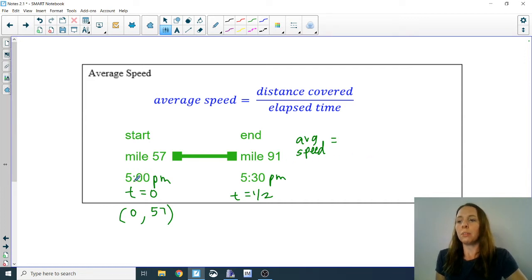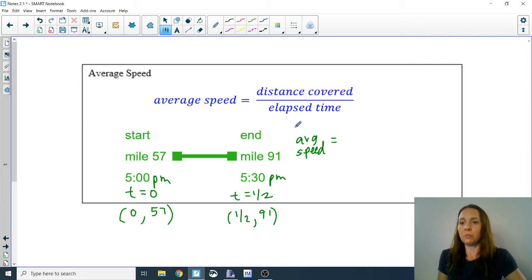That just is something that makes sense to a lot of us, right? So rather than keeping this in minutes, if 5 p.m. is a time of 0, 5:30 p.m. is a time of 30 if we're in minutes. However, I want to turn it into hours, so I'm going to change that to a half. And that'll be my x-coordinate, or my t-coordinate, whatever you want to call it, of the second ordered pair, and the mile marker, which is 91, is the y-coordinate.